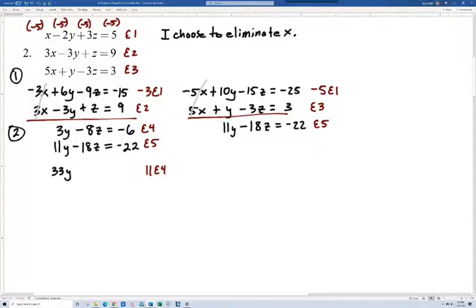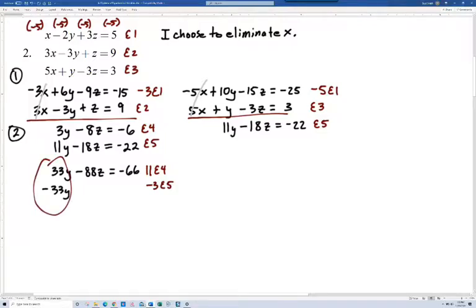So I'll get 11 times 3y is 33y, 11 times a negative 8z is negative 88z, and 11 times negative 6 is negative 66. And then I'm going to need to multiply the second equation by negative 3, equation 5. Negative 3 times 11y, that's negative 33y. Notice we got what we were looking for.